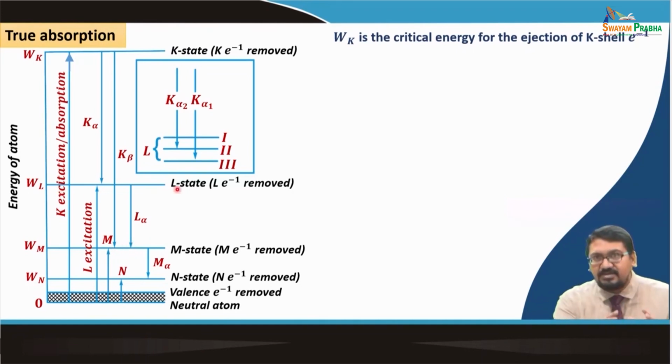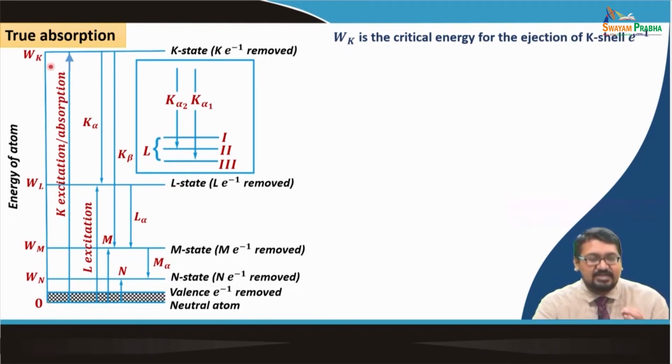So, if we look into this schematic properly, we can say that in order to remove the K shell electron, we need an energy Wk. In order to remove the L shell, we need an energy Wl. To remove the M shell, we need just Wm, and then Wn for the N shell.